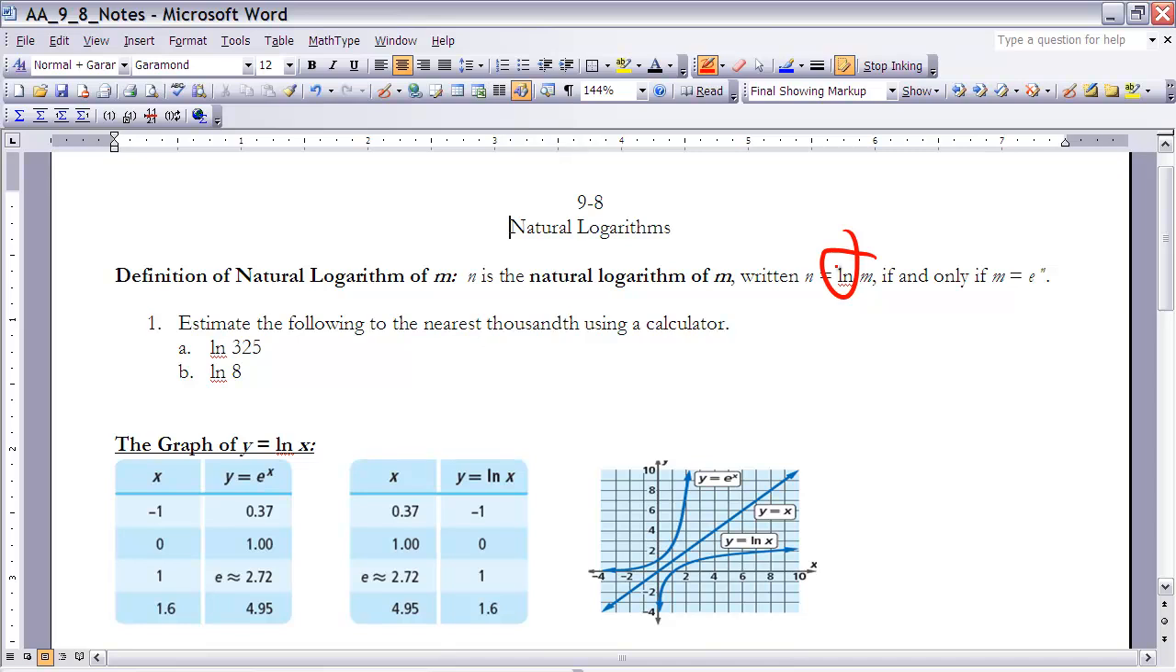So what we need to realize is that when I'm saying ln of m, that's like saying log base e of m. So it just means that our base is e, we're taking the log of m, and the exponent is n.